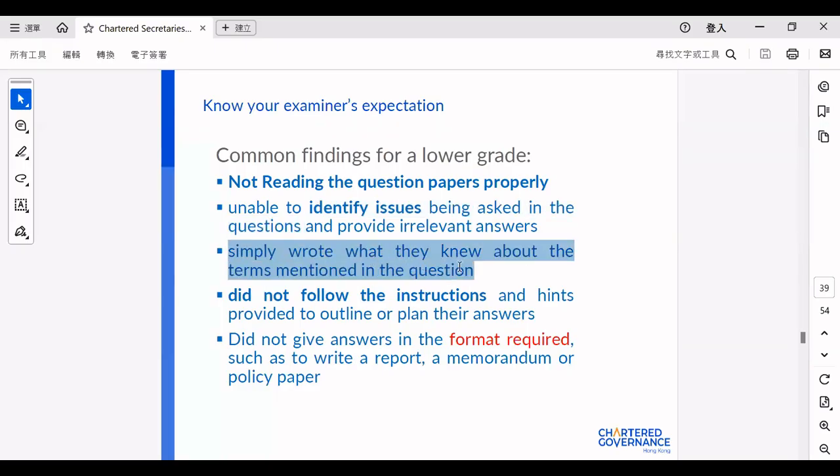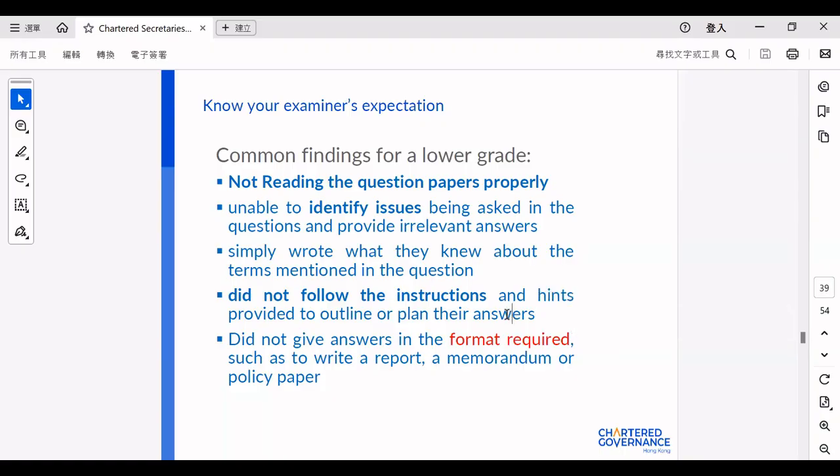Simply what they wrote, in terms of what they knew about the terms mentioned in the questions. That means they just explain the thing, they don't apply the thing. Just like I told you, the candidates just write something they know. They know environmental analysis must be external and internal, and they just write down everything they know about the analysis. So they're not addressing the questions, not following the instructions, and cannot pick up the hints provided.